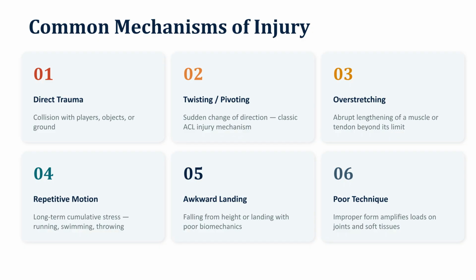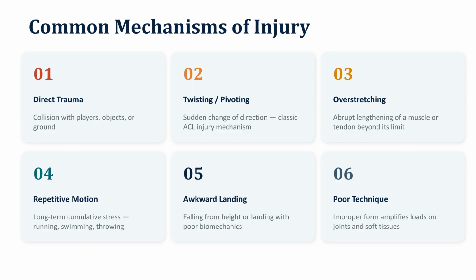Let's look at the 5 most common mechanisms of injury. First, direct trauma, collision with players, objects, or the ground. Second, twisting or pivoting, sudden change of direction. This is the classic ACL injury mechanism. Third, overstretching, abrupt lengthening of a muscle or tendon beyond its limit, like a hamstring strain.